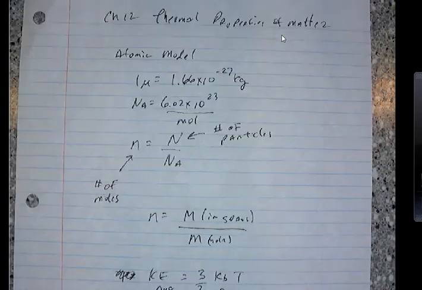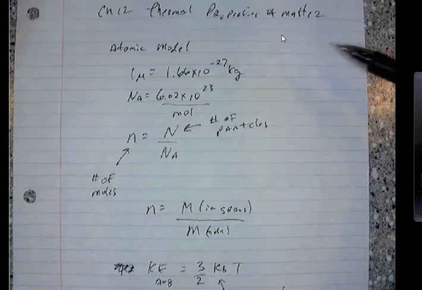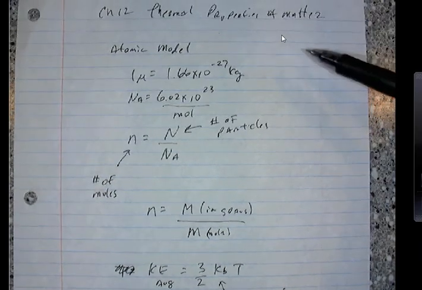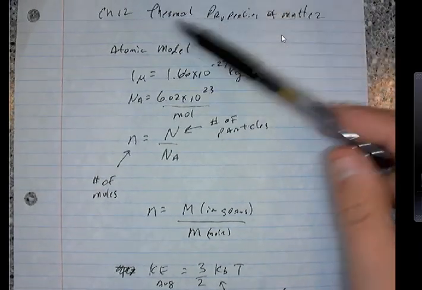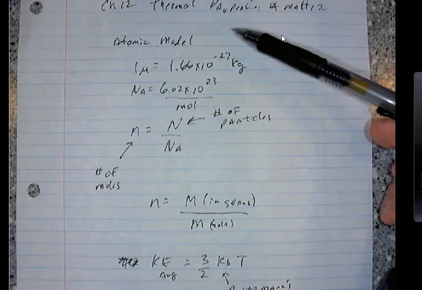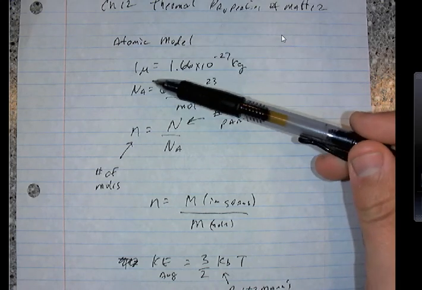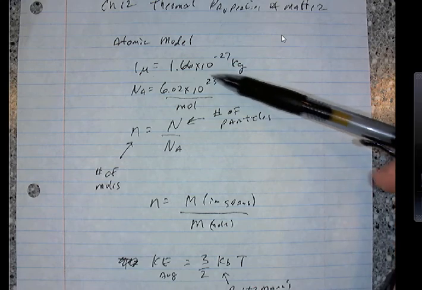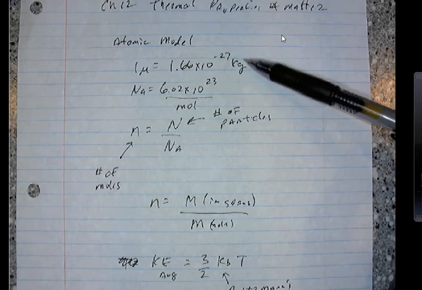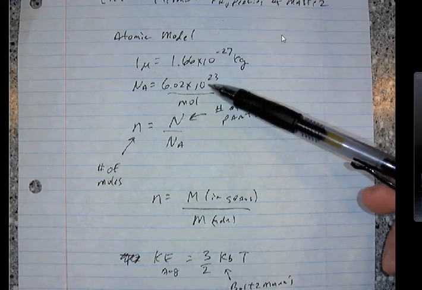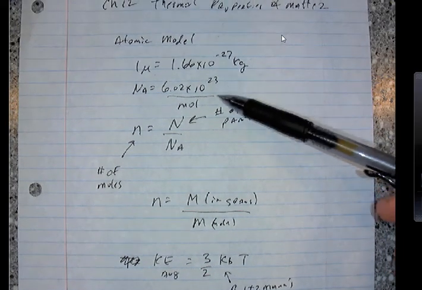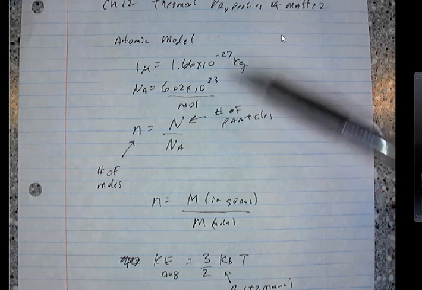Okay, great. And then the final thing, which wasn't on the third test, but we went over some problems in class: Chapter 12, Thermal Properties of Matter. And we started talking about the atomic model. So one atomic mass unit is 1.66 times 10 to the minus 27th kilograms. And then we looked at Avogadro's number here, 6.02 times 10 to the 23rd per mole.